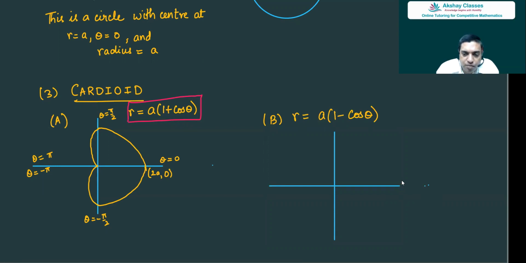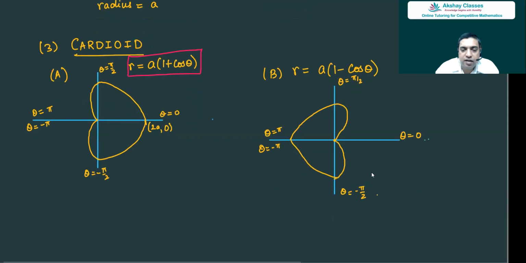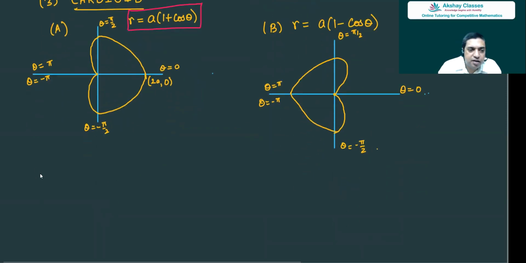So here in polar form, this is the theta equal to 0 line. This is the theta equal to pi line. This is theta equal to minus pi, theta equal to pi by 2, theta equal to minus pi by 2. This is the pole. The cardioid shape will be like this. Okay, I have not drawn a perfect shape, but this is the shape of the cardioid.